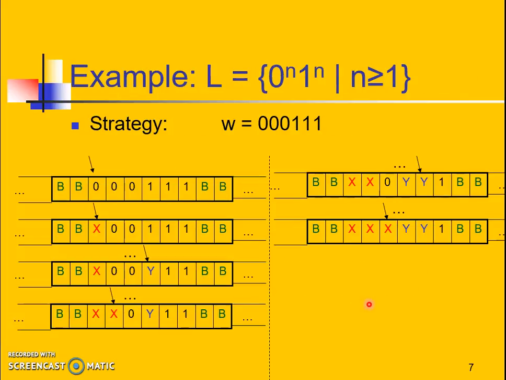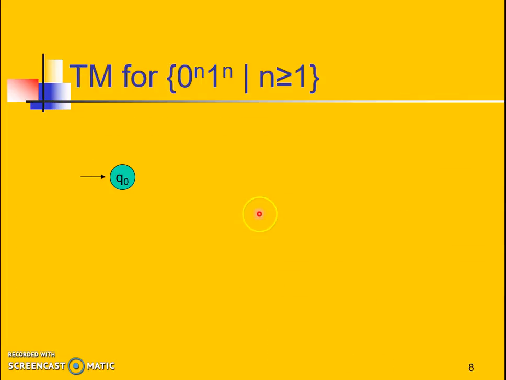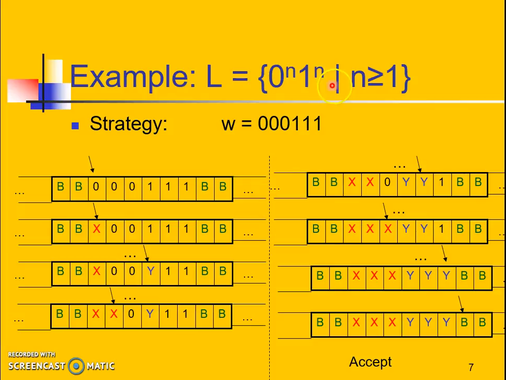Consider this example. Let L = {0^n 1^n such that n is greater than or equal to 1}. Let n = 3, then a string W = 000111 is placed in the input tape as follows. Initially, the machine is at q0. If it is in q0 and encounters 0, 0 is replaced with X, and the machine state changes from q0 to q1.